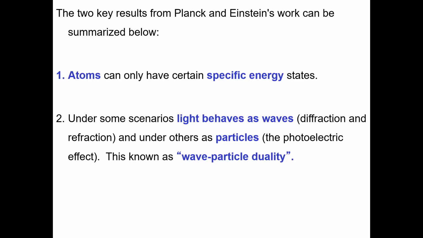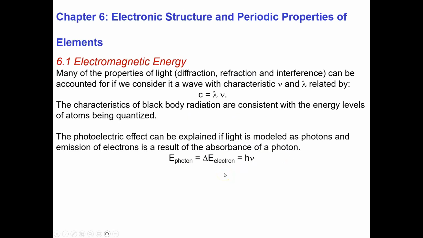Some phenomena are best explained by considering the light to be a wave. Others are best explained by considering the light to be a particle. So it's a little bit annoying that we have to have these two different models for light. But that's where we're at, and it's working out okay so far. Okay, so that concludes the video for section 6.1, electromagnetic energy.